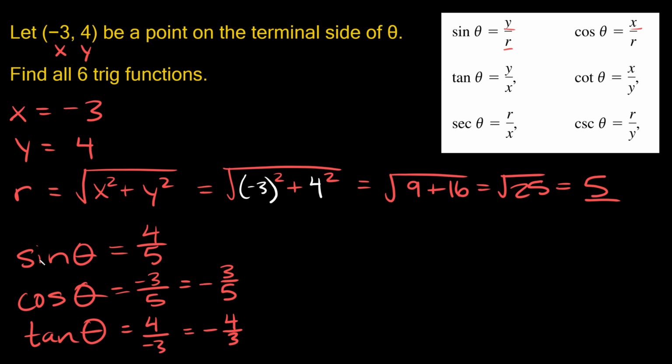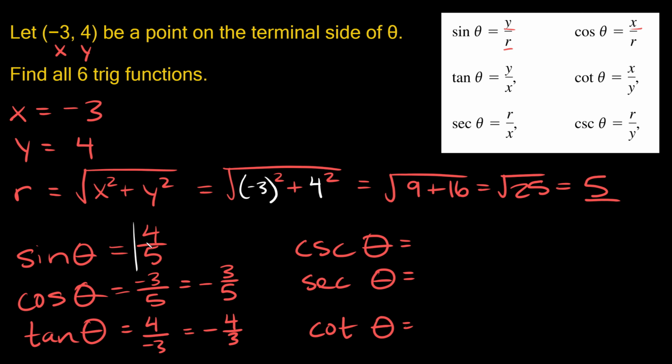So the reciprocal of sine is cosecant of theta. The reciprocal trig function of cosine is secant of theta, and the reciprocal of tangent is cotangent. Okay, so since we know these 3, sine, cosine, and tangent, in order to find these 3, it's going to be the exact same. We just have to flip them.